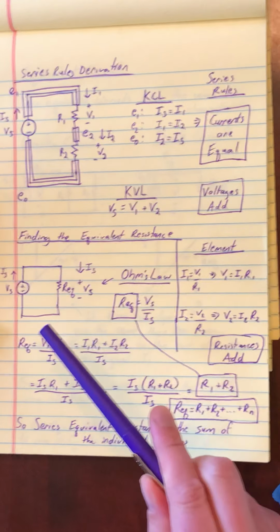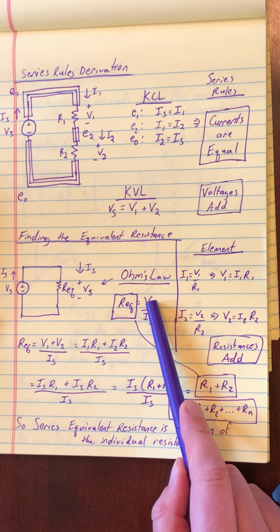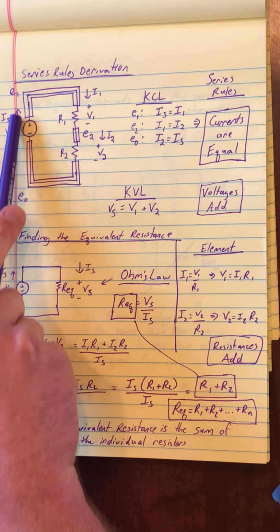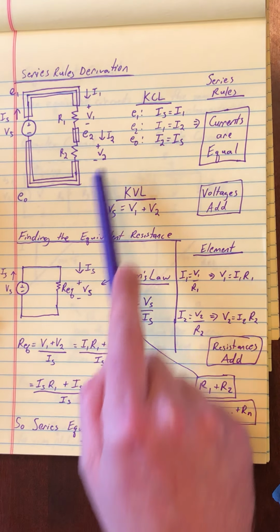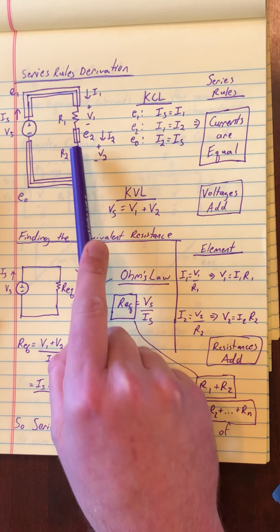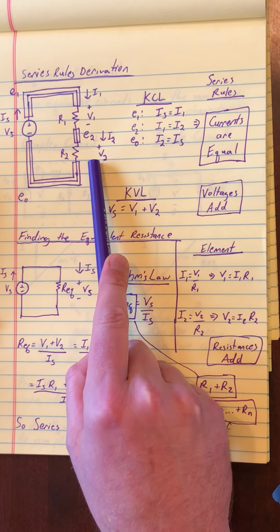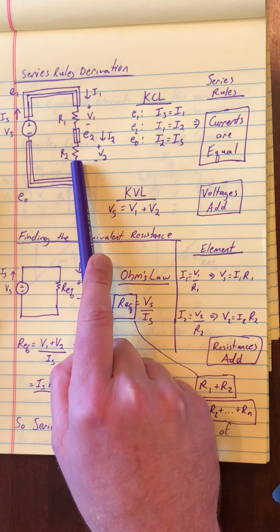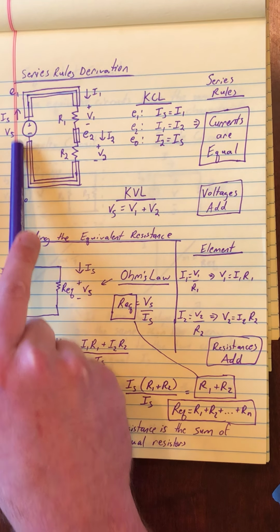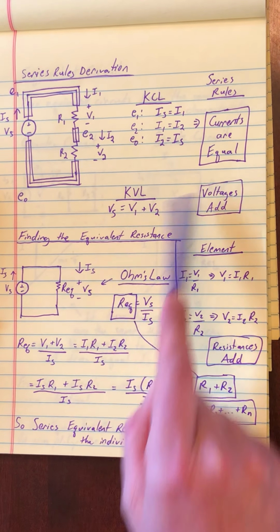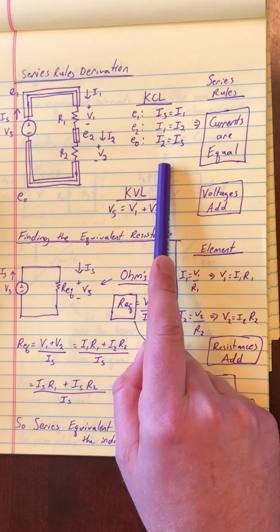If I look at Kirchhoff's current law, we have that the source current coming in is going to be equal to I1 going through resistor 1, and then the resistor current going into E2 is going to be equal to I2 going into resistor 2. And then I2 going into E0 is going to be equal to the source current going back through the source. I've written out those equivalences here.